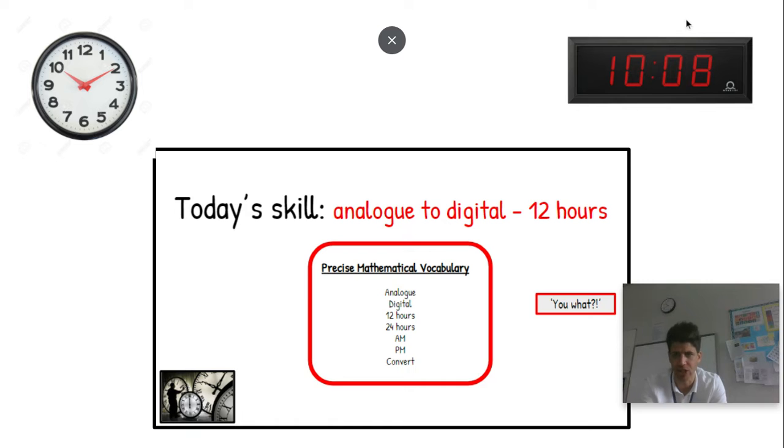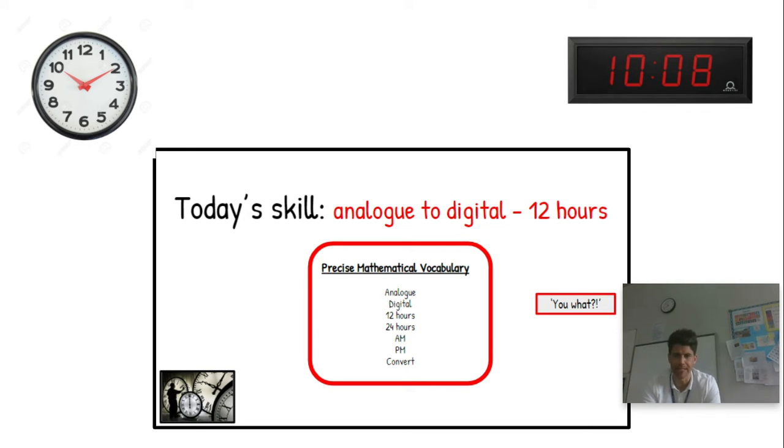Over here is a digital clock, which just lays out the numbers in a row, and it has a colon to separate the hours and the minutes. On an analog clock, the long hand points at the minutes and the short hand points at the hours. So those are the main differences between the two.